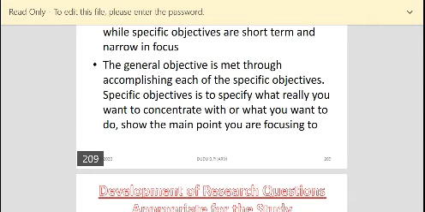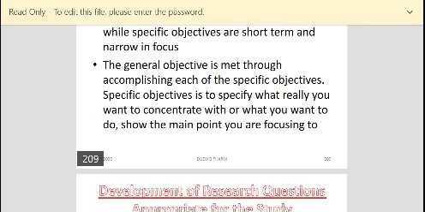That's why I say general objectives are broad and long term, while specific objectives are short term and narrow in focus. So the general objective is met through accomplishing each of the specific objectives. A specific objective specifies what you really want to concentrate on or what you want to do. It shows the main point you're focusing on.